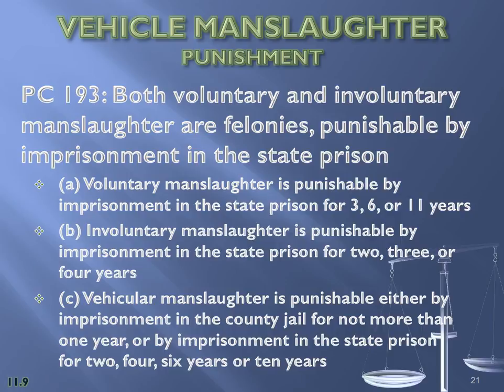The punishment: both voluntary and involuntary manslaughter are felonies punishable by imprisonment in the state prison. Voluntary manslaughter is punishable by imprisonment in the state prison for 3, 6, or 11 years. Involuntary manslaughter is punishable by imprisonment in the state prison for 2, 3, or 4 years. Vehicular manslaughter is punishable either by imprisonment in the county jail for not more than 1 year or by imprisonment in the state prison for 2, 4, 6, or 10 years.